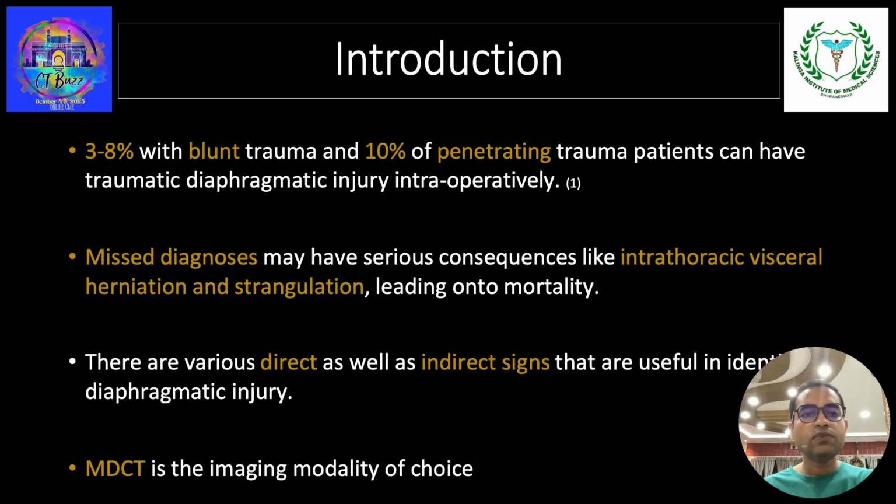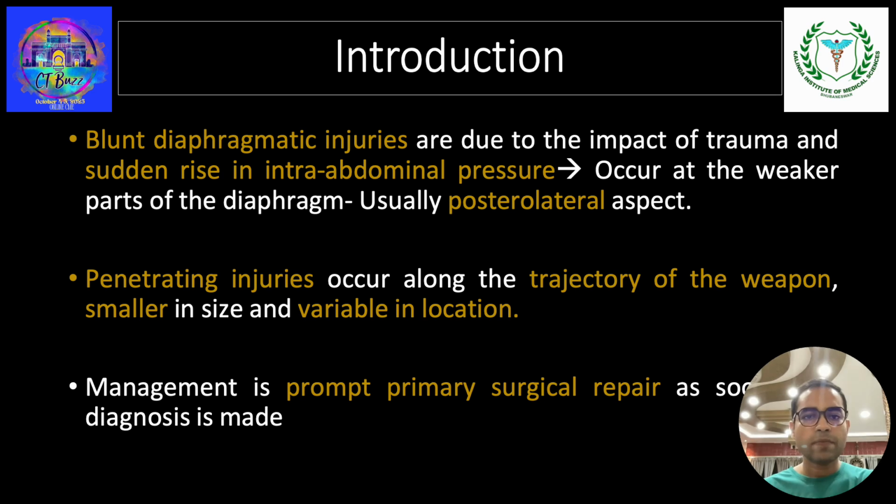Introduction. 3 to 8% of patients with blunt trauma and 10% of penetrating trauma patients can have traumatic diaphragmatic injury intraoperatively. Missed diagnosis may have serious consequences like intrathoracic visceral herniation and strangulation, leading to mortality. There are various direct as well as indirect signs that are useful in identification of diaphragmatic injury. Multidetector CT is the imaging modality of choice.